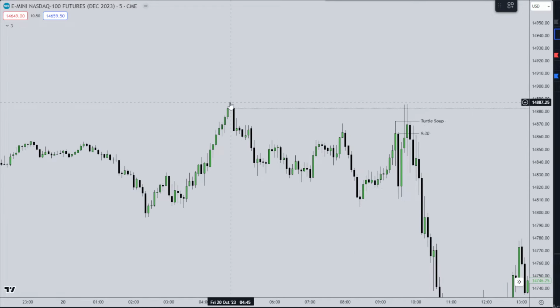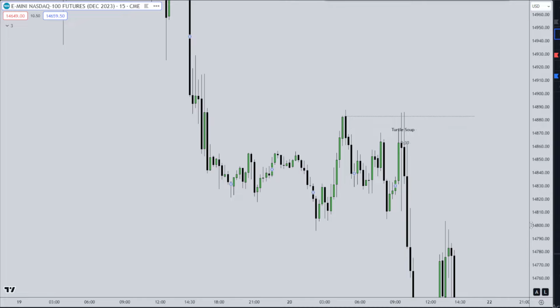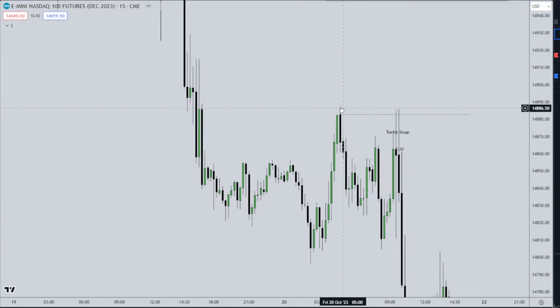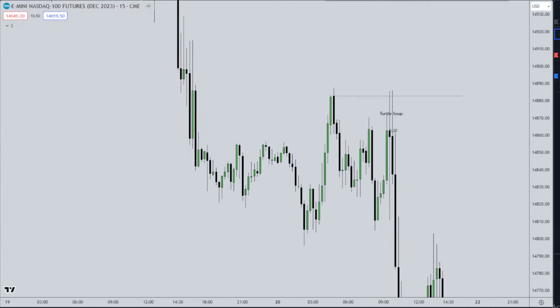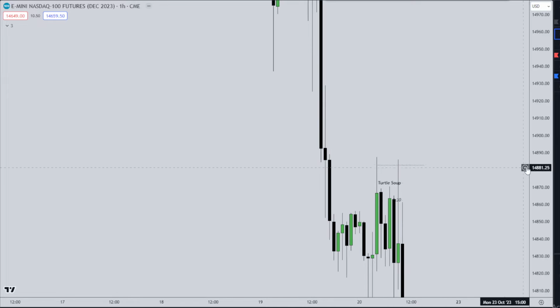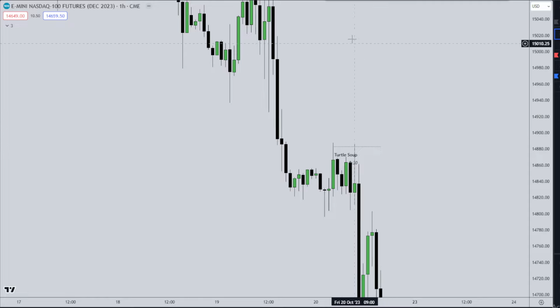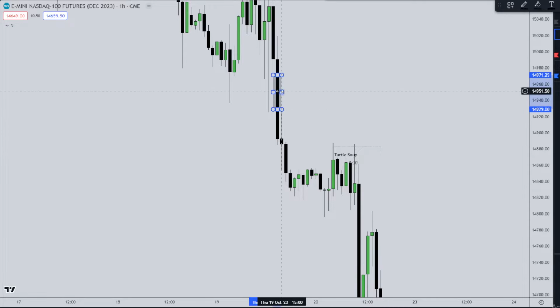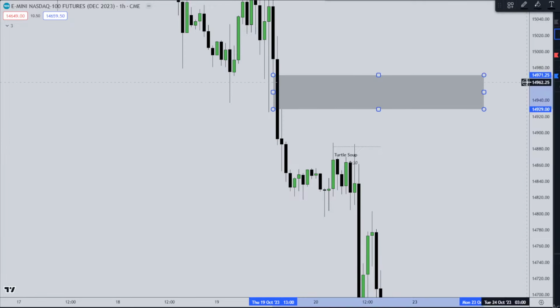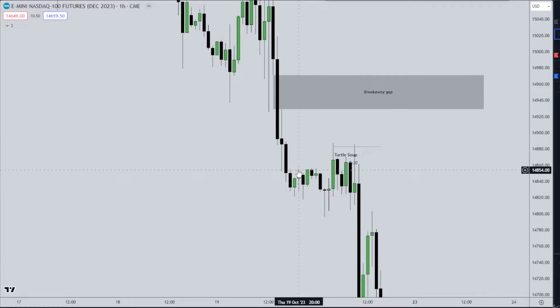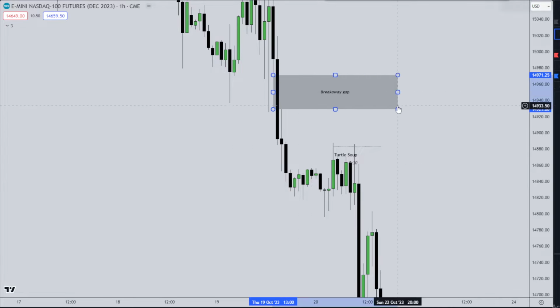right? But why didn't it go past this? If price went past this, right, what would it be reaching for? There's nothing for it to reach for. This is why you need to use draw on liquidity. There's a breakaway gap here, right, which we shouldn't expect to be filled because of this BPR here, which I won't go into too in depth, right?